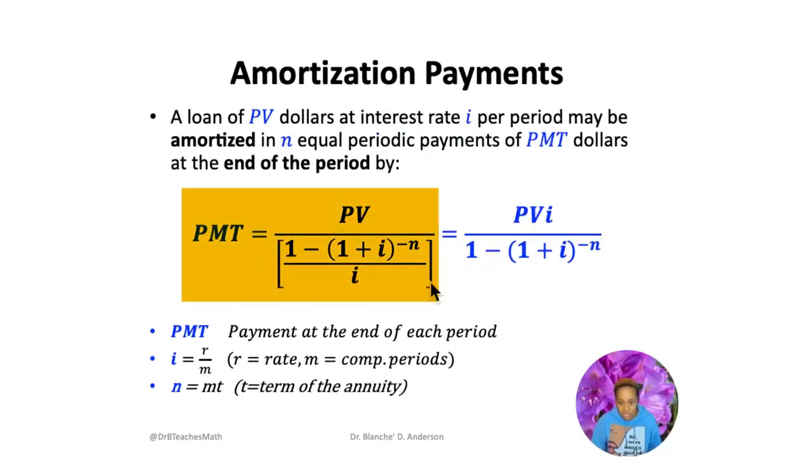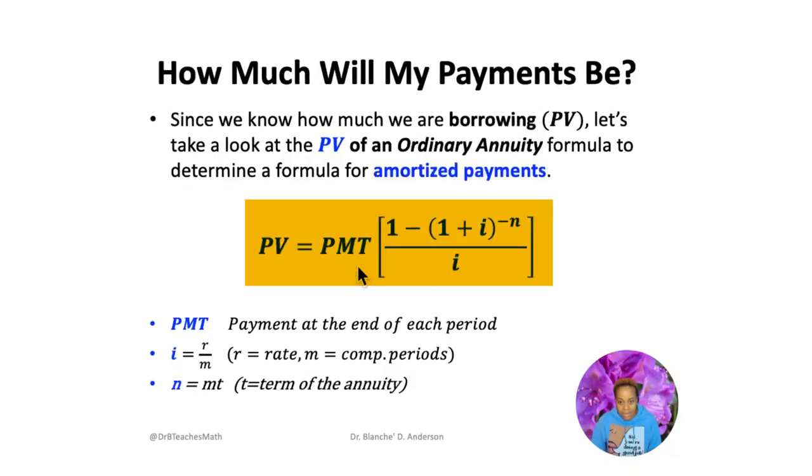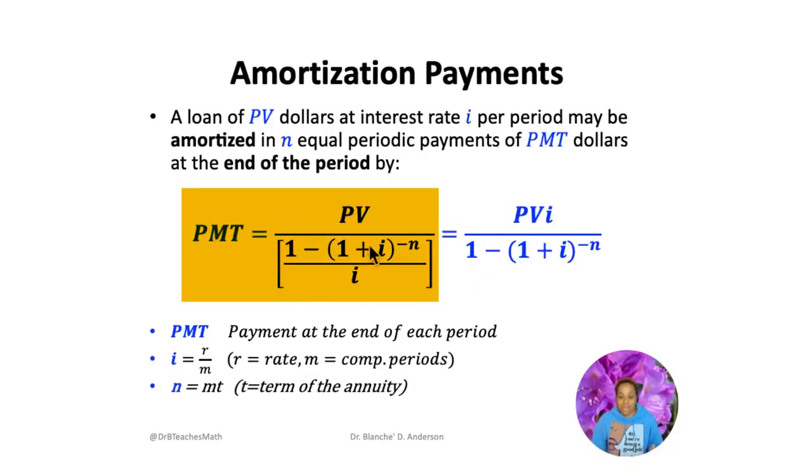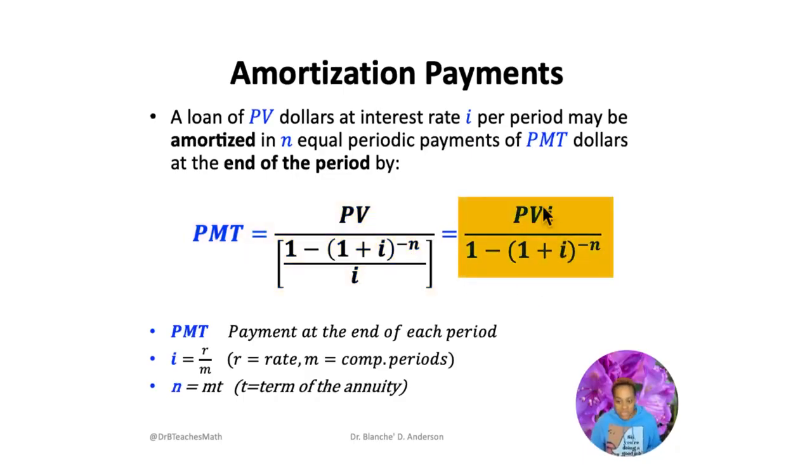See, we took that part and we divided it. So if I go back, we're just going to take this part and divide it. When you divide it on both sides and simplify it, do a little algebra, you end up with this nice little formula over here that helps you determine what you have to make for payments. So a loan of whatever dollars at an interest rate i per period may be amortized in n equal periodic payments of PMT dollars at the end of the period.